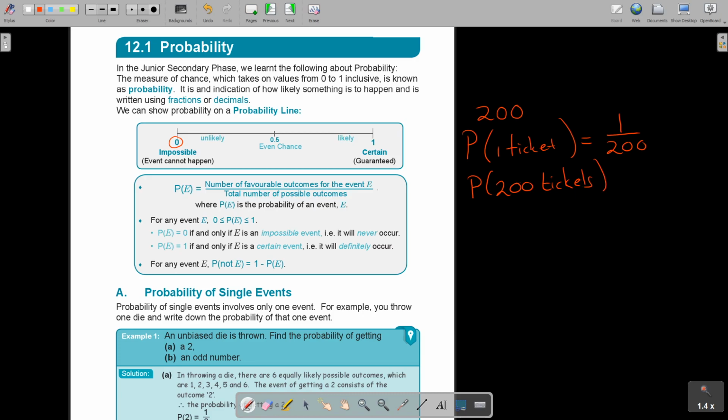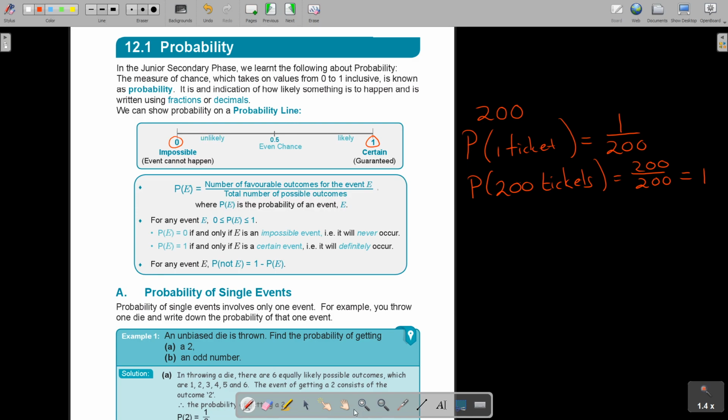What are your chances of winning? It's 200 out of 200, and that will be 1. You are definitely going to win. It's a certainty. So probability is always a fraction. You can actually say between 0 and 1, a number from 0 to 1, anything in between. And that is what probability is: impossible, certain, and anything in between.